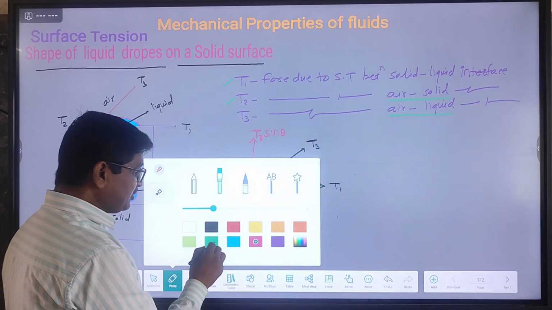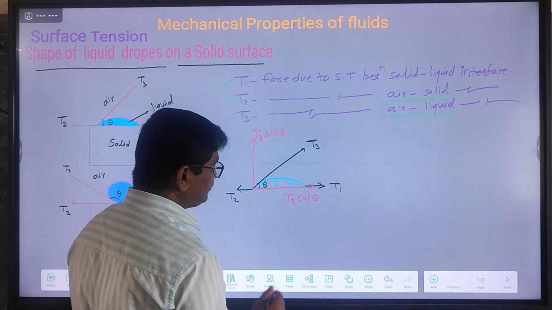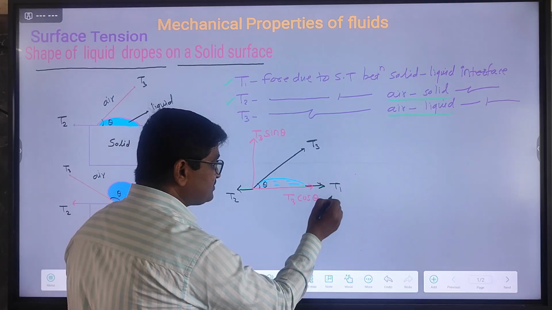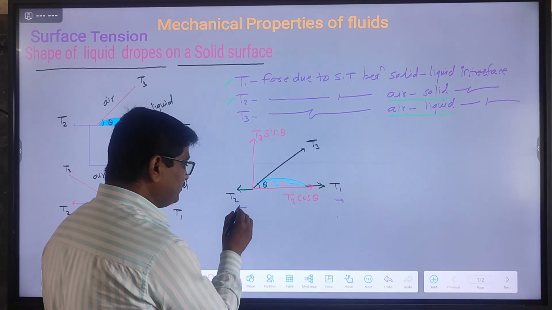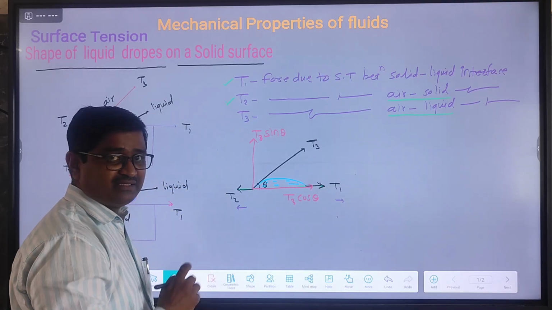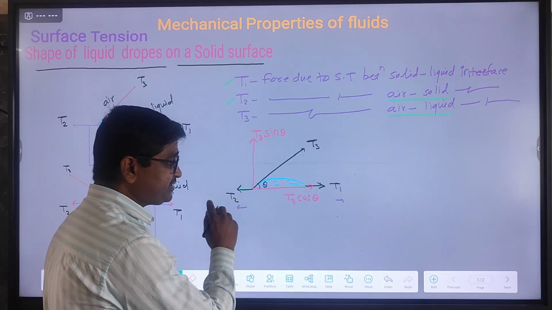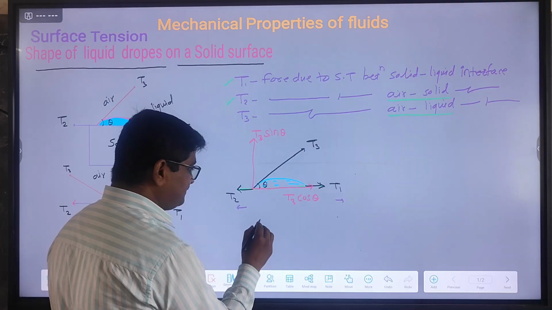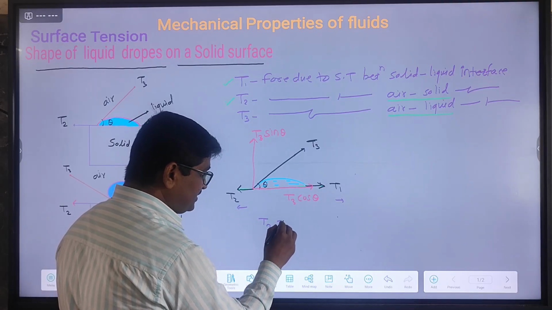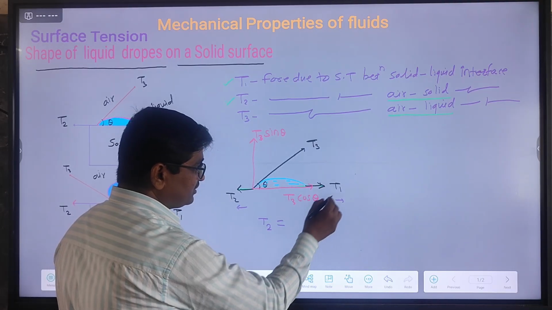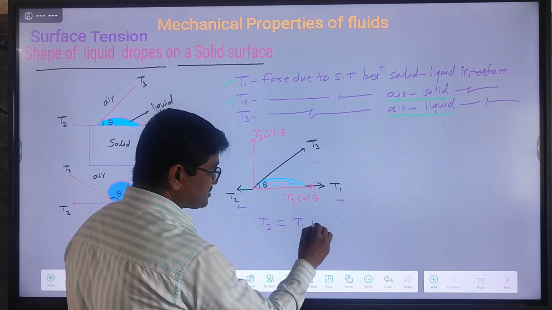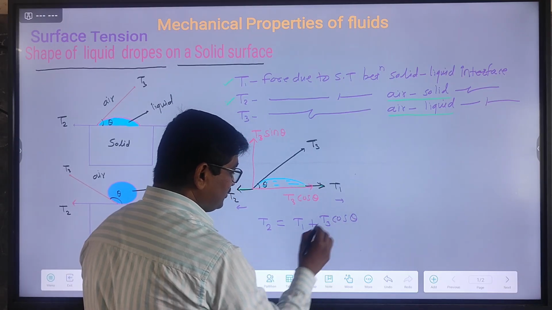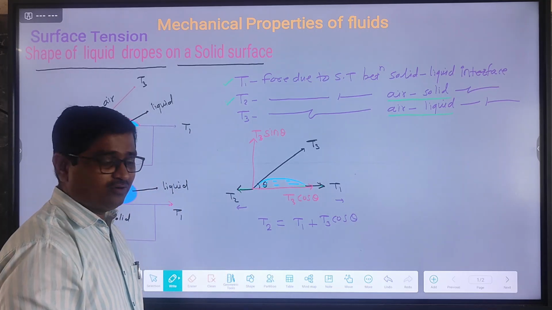But now, according to the equilibrium condition, we know that the drop becomes stable. So the total force experienced on the right side and the total force experienced on the left side will be exactly the same. The forces due to surface tension on the two sides are equal and opposite. So the total force on the left side, that is T2, is equal to T1 plus T3 cos theta. So according to the equilibrium condition, we get T2 equals T1 plus T3 cos theta.